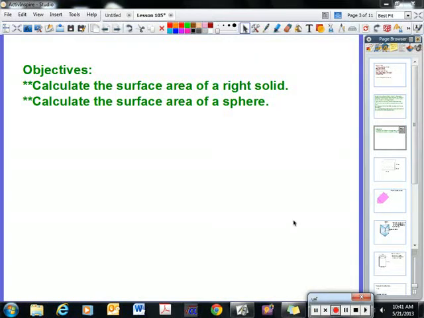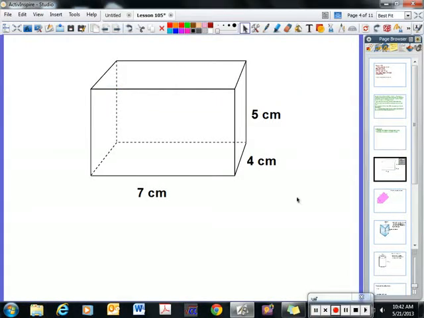Alright, today we're going to take a look at lesson 105. We're going to calculate the surface area of a right solid. We've calculated the surface area of a rectangular prism, but not necessarily other shapes, so we'll cover that today. We're also going to calculate the surface area of a sphere, covering the outside of, say, like a tennis ball or something. Alright, I would like you to find the surface area of this shape with me, this rectangular prism.